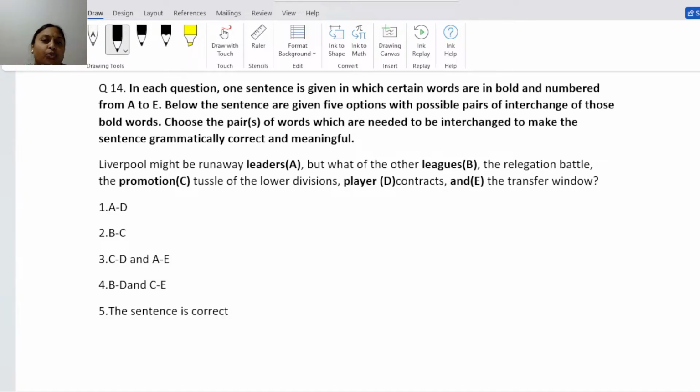Fourteenth question. In each question, one sentence is given in which certain words are in bold and numbered from A to E. Below the sentences are given 5 options with possible pairs of interchange of those bold words. Choose the pair of words which need to be interchanged to make the sentence grammatically correct and meaningful. So here, whatever bold words are highlighted, whether they are correct or not is what we have to see. So now we will see what is given.